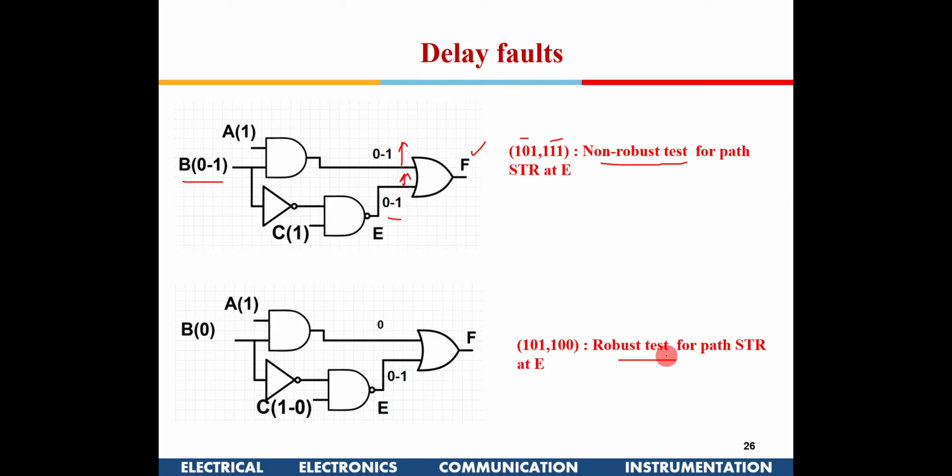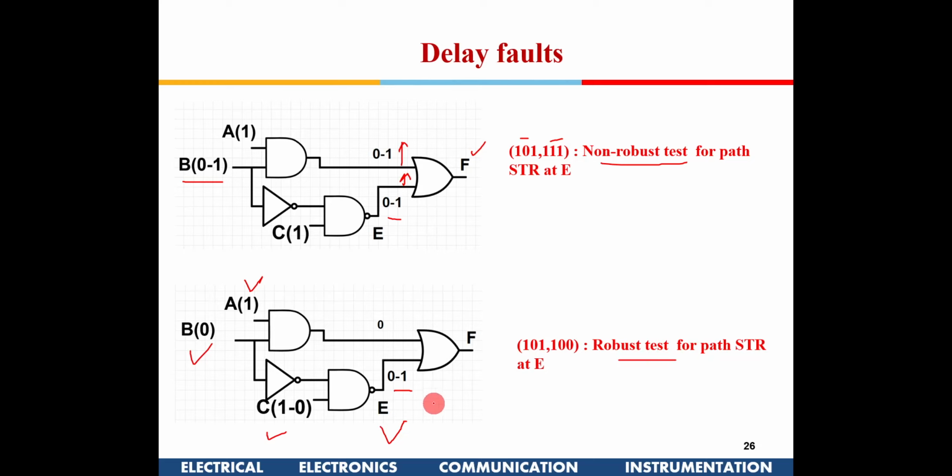For a robust testing, I can give A equal to 1, B equal to 0, and C given switching, I switch C from 1 to 0. In this case, if you see here, the only transition happening is at this E node. So this is testing of E. Okay, so this is known as robust testing, right?